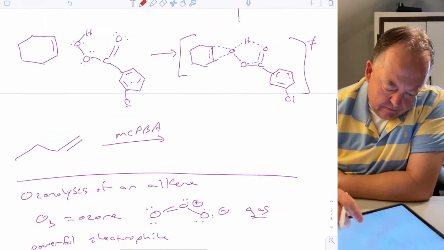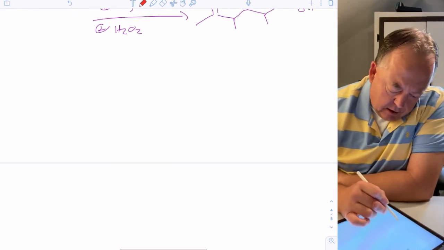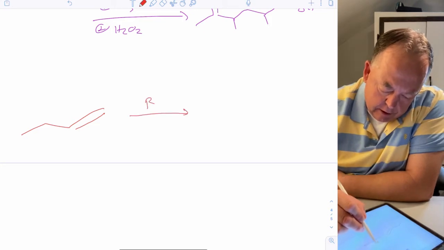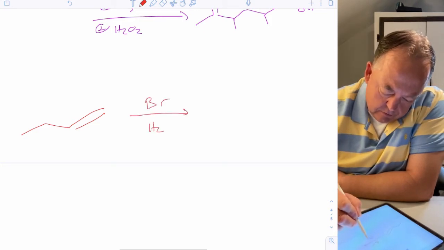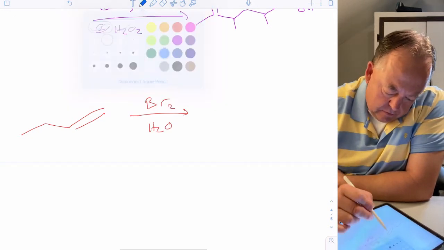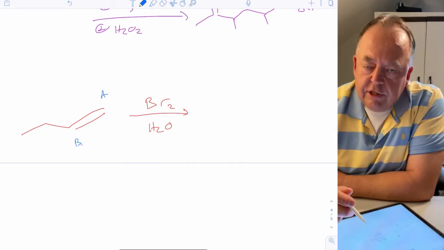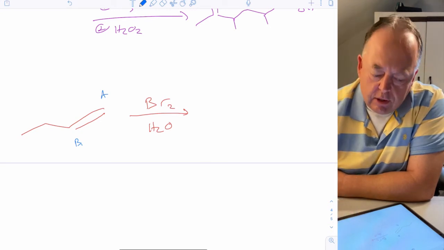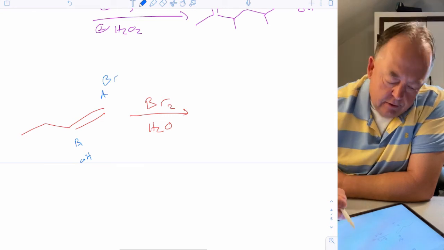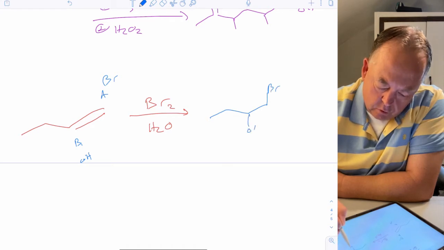Okay, so let me just take one more example of that reaction at the end. So if we did that reaction with Br2 and H2O. So let's see, if we call this carbon A and we call this carbon B, where's the OH going to go? Well, it's going to go to the carbon that's more substituted. So the OH is going to go on this carbon, and the bromine is going to go on that carbon. So you would get the bromine there, and you would get the OH there, right?